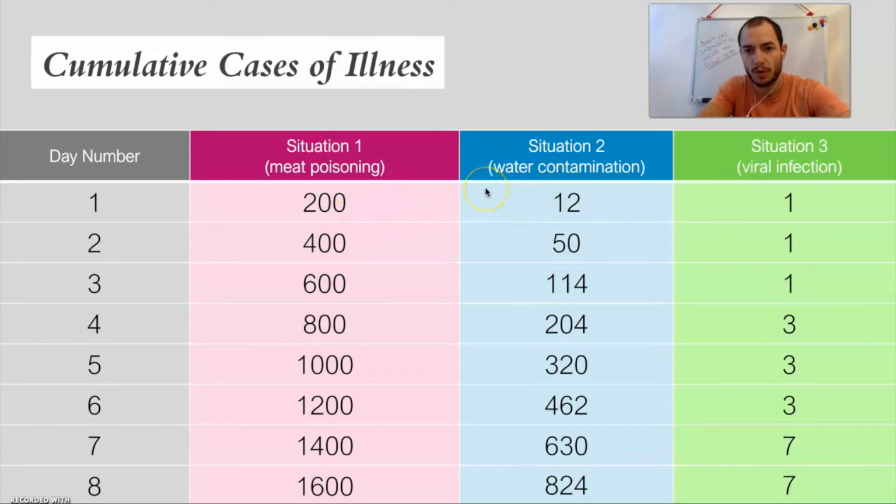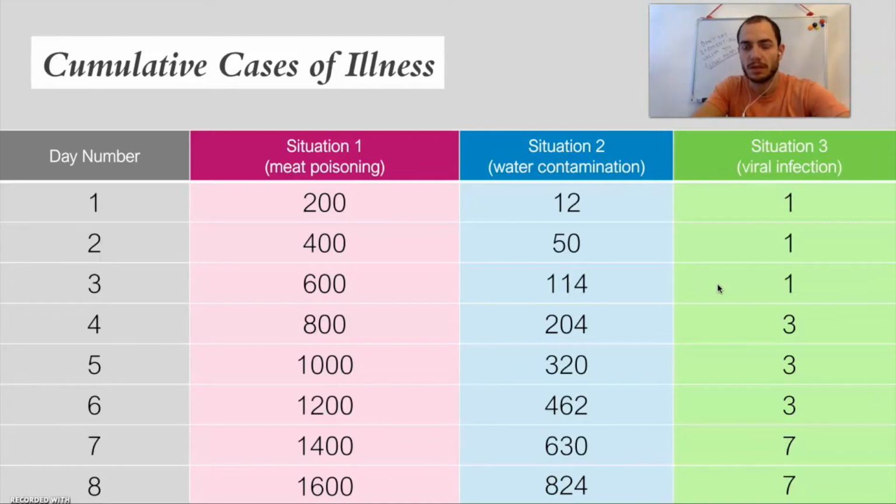Situation two, we had a water contamination, and you can see those numbers are increasing here in this water colored column. And then over here we have this column with a viral infection that spread from person to person, and you can see that those numbers increase in a very different way than the two columns to the left of them.